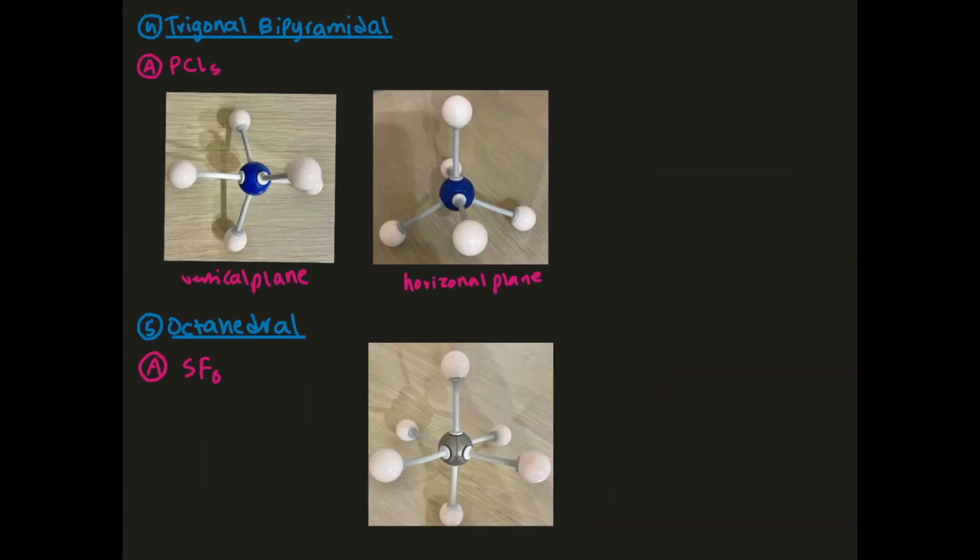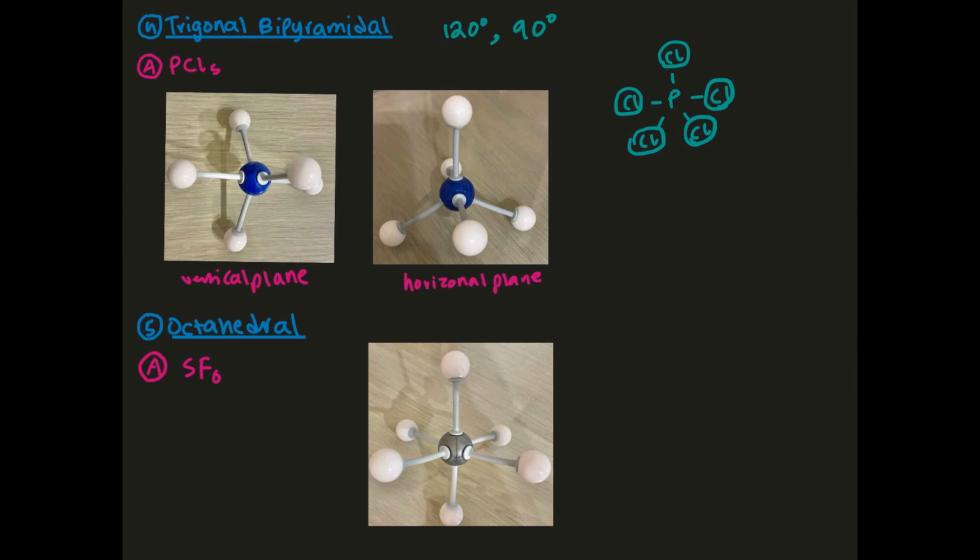The last 2 shapes that we're going to be talking about are trigonal bipyramidal and octahedral. For trigonal bipyramidal, the example that we're going to be looking at is PCl5. Again, the first thing that we're going to do is draw a dot and cross diagram. In this case, as you can see, there are 5 regions of electron density over here, and this corresponds to an angle of 120 degrees and an angle of 90 degrees.